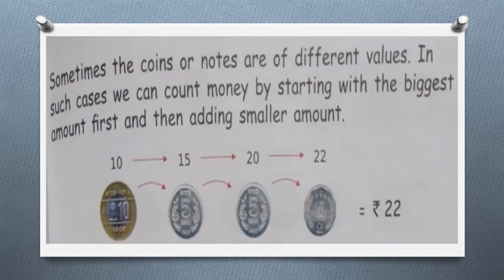See, sometimes the coins or notes are of different values. In such cases, we can count money by starting with the biggest amount first and then adding smaller amounts. So, first we shall take a 10 rupees coin. Then add a 5 rupees coin with it. Then we get 15 rupees. Again, we add one more 5 rupees coin. Then we get 20 rupees. Lastly, we add a 2 rupee coin. Then we get 22 rupees.